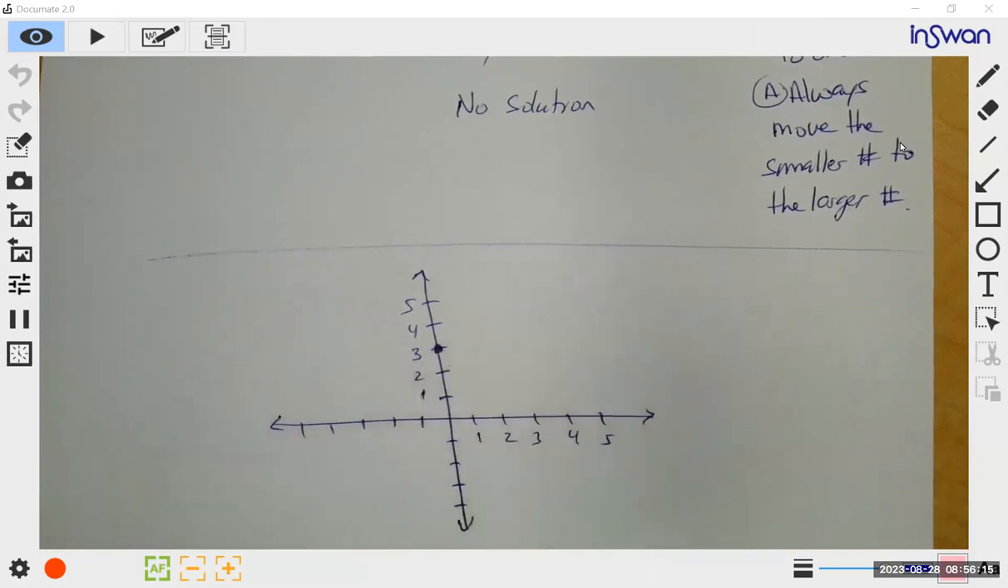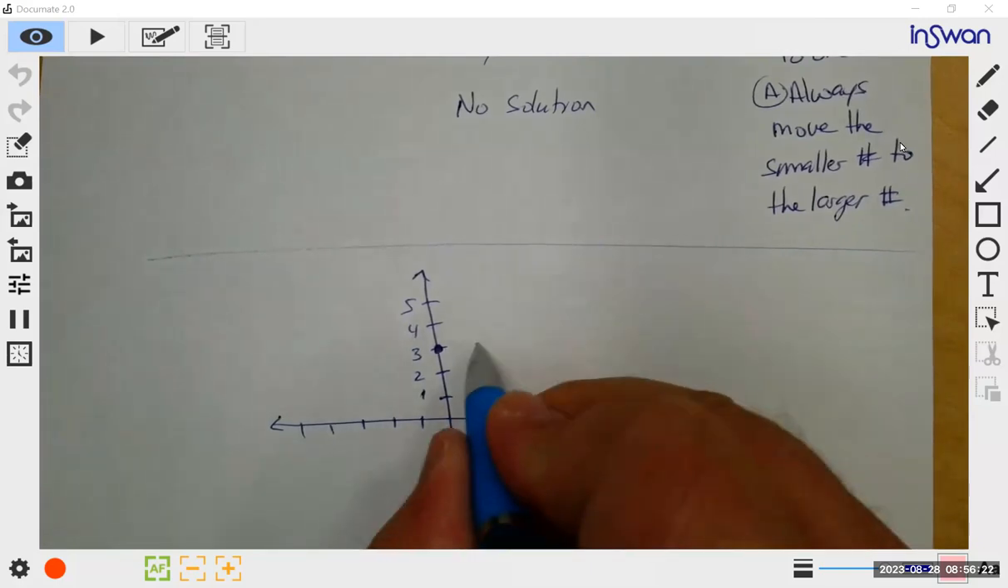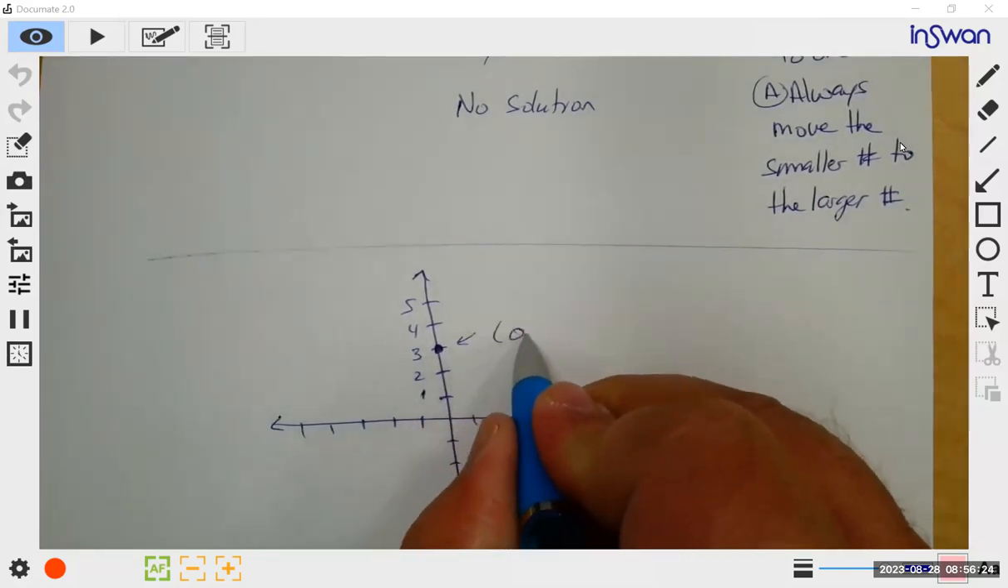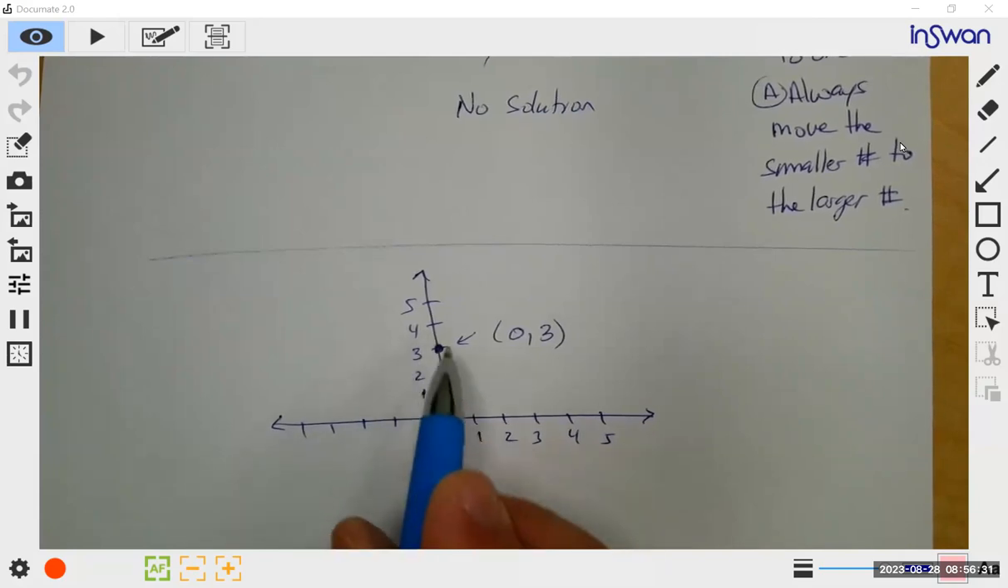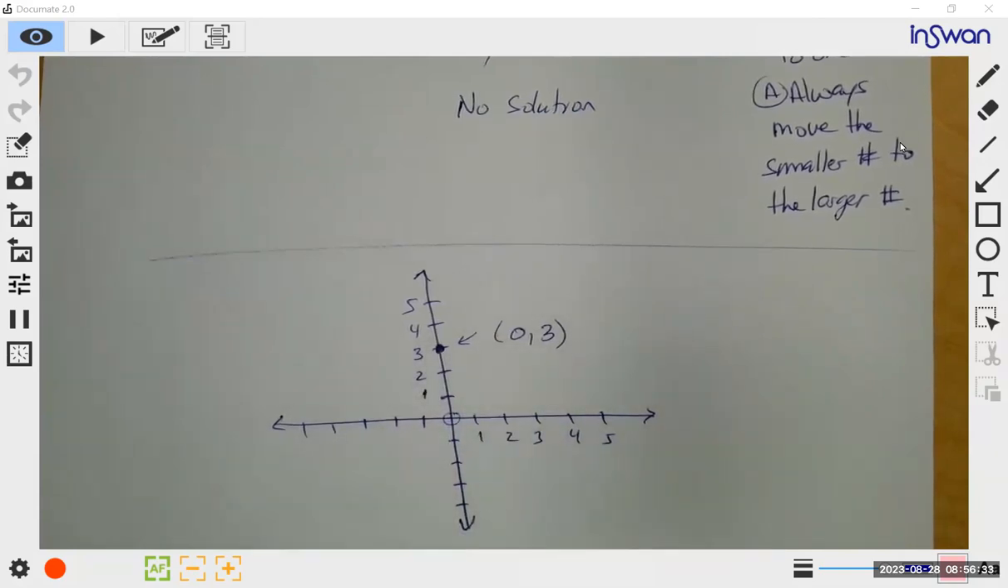What's the location of that one? What quadrant is it in? Very good. This location is 0, 3, because from the origin, I didn't go left or right. I went straight up. So it's 0, 3. What quadrant is it in?